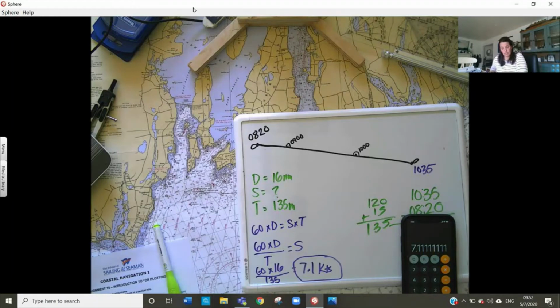Okay, so then we are moving on to our next leg. We are going to go to buoy 28.